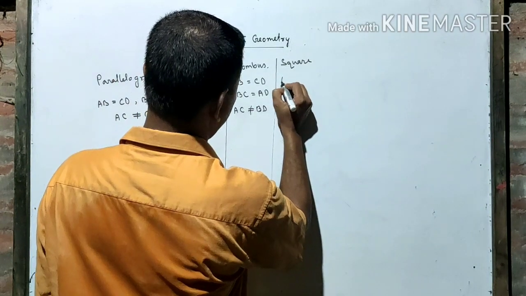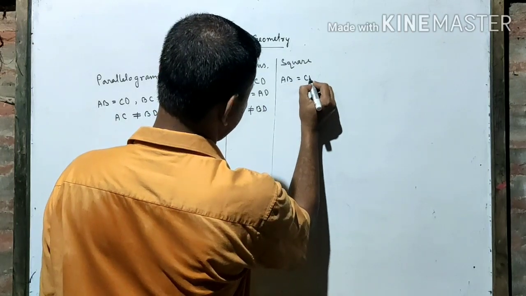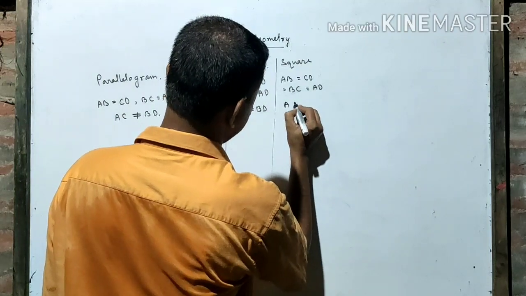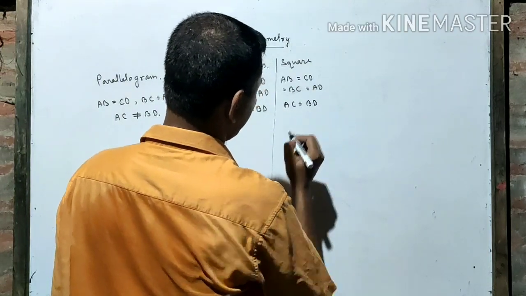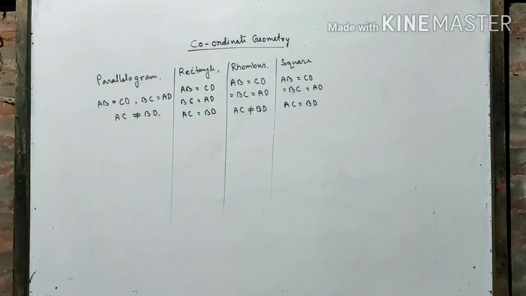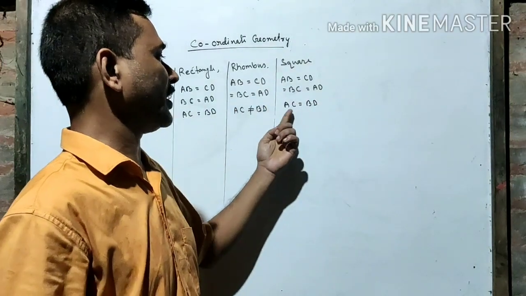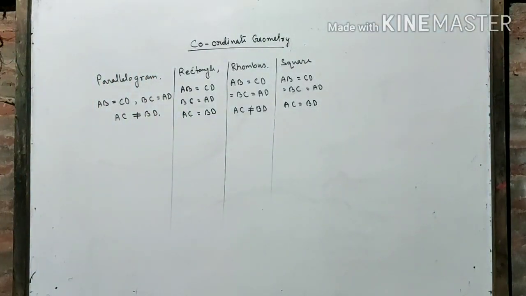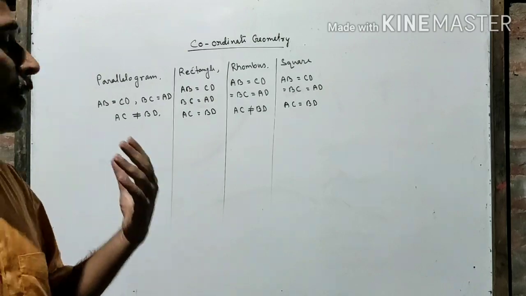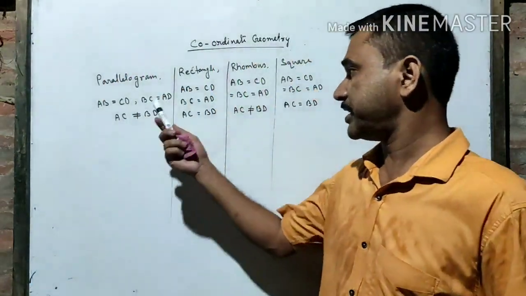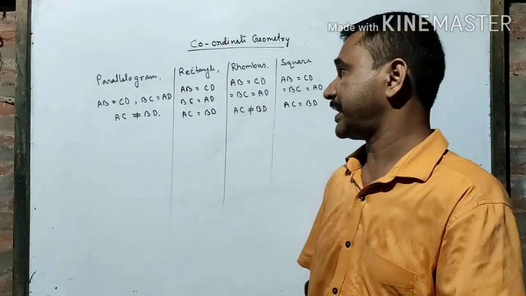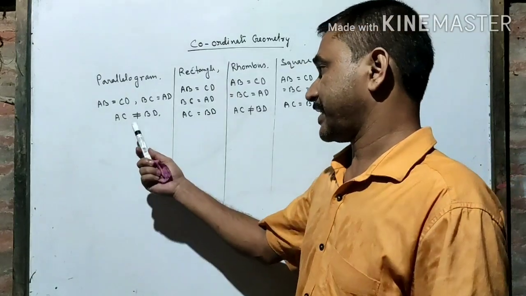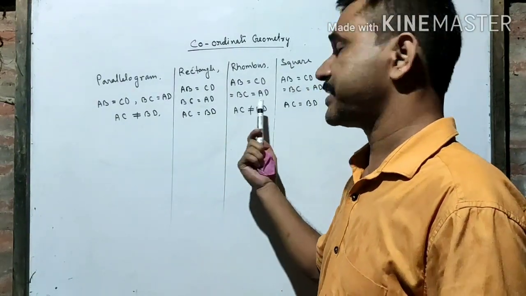If in quadrilateral ABCD, AB is equal to CD is equal to BC is equal to AD, and AC is equal to BD, then we say that the quadrilateral ABCD is a square. That means the four sides are equal and the diagonals are also equal. So if the four vertices of a quadrilateral are given, by using these properties we can show that it's a parallelogram, a rectangle, a rhombus, or a square, according to which property it satisfies.